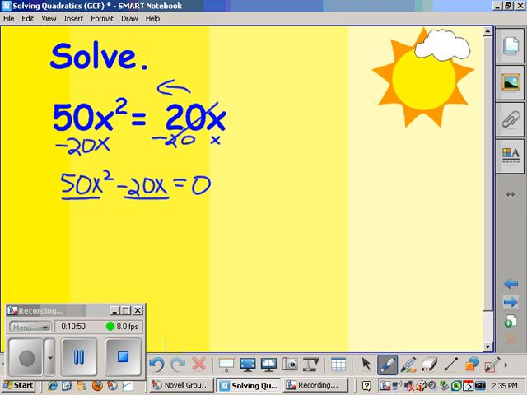When you factor out the greatest common factor, the greatest number that goes into both 50 and 20 is 10, and they both share an x in common. So we will have 5x minus 2, or excuse me, just 2, because the x's will cancel, equals 0. The 10x will be on the outside.